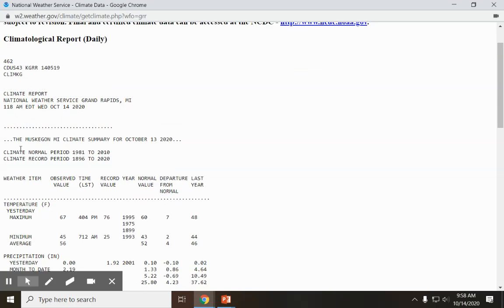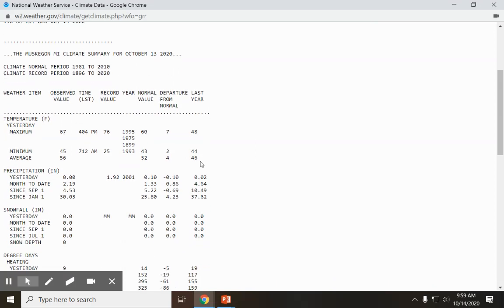Again, it tells you the climate period is from 1981 to 2010, that 30-year period. The climate record is from 1896 up until the present date. So this site right here is pretty nice. It gives you the observed value at the Muskegon County Airport. Yesterday's high temperature was 67 degrees. The record is 76 for this day, and that was set back in 1995. The normal for this time of year is 60 degrees, so we're approaching upper 50s for normals as we head towards November.